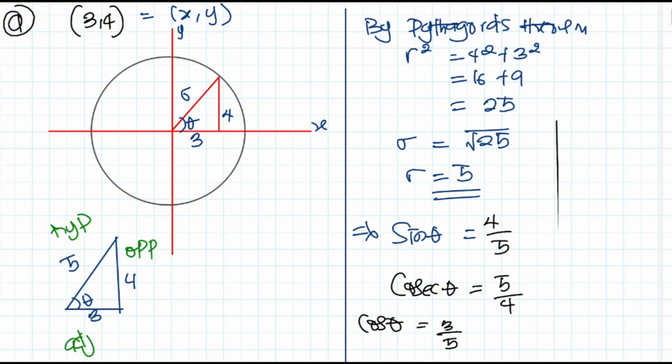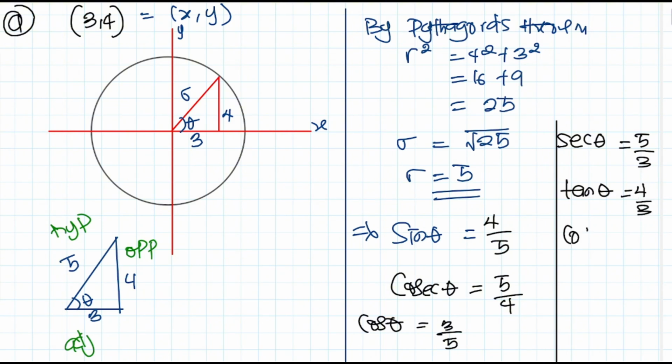From there we have sec theta equals 5 over 3. We have tan theta, which equals opposite over adjacent, 4 over 3. And then we have cot theta, which is 3 over 4. So these are the six trigonometric ratios. This is how you define the values of trigonometric functions of angles when you are given the coordinate of a circle.